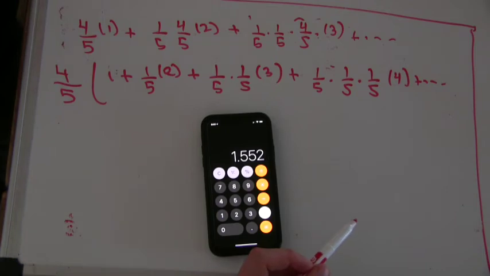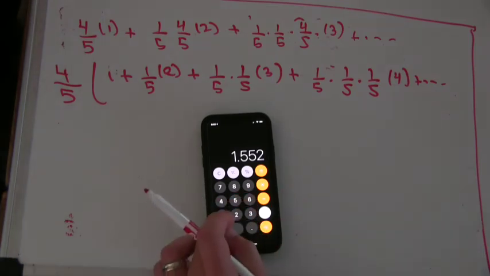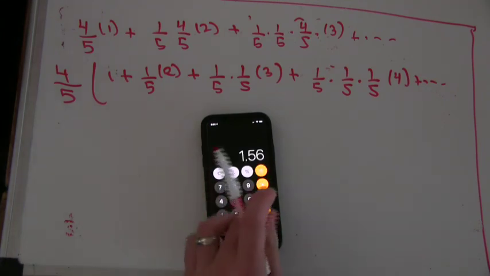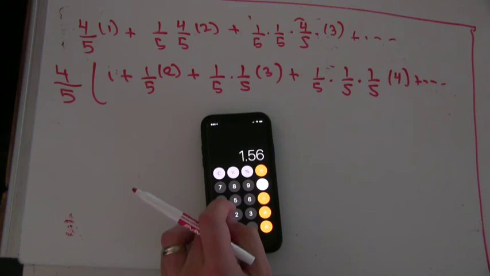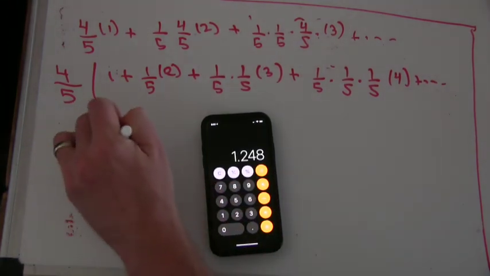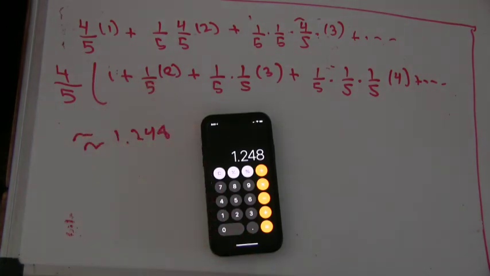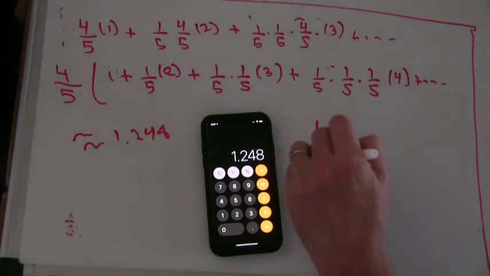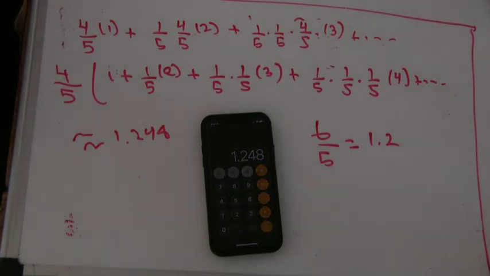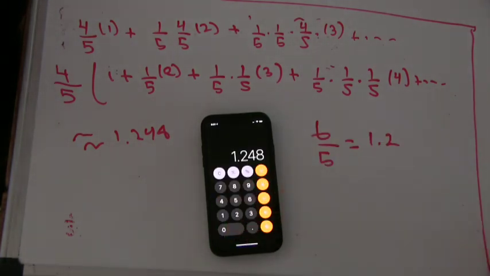5/625, so 1/125. Plus 1/125. So that's 1.56, and then times 4/5. We get about 1.248 so far. It's going to be a little larger than our original guess of 6/5. Good point. Your original guess of 6/5 was equal to 1.2, so this is a little bit larger than that. Maybe it goes to 1.25.